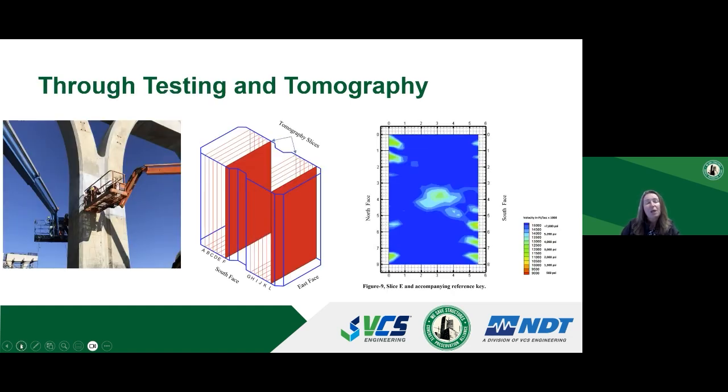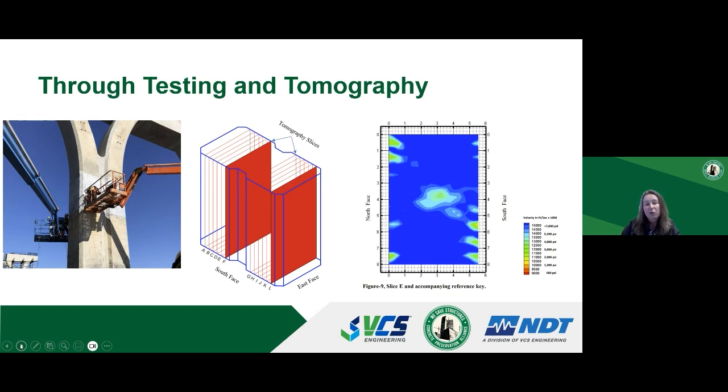Next slide, please. This is an example of through tomography testing. So here we tested a closure pour between two large precast concrete column elements, and that's the photo that you see on the left side of the slide. For this particular project, there was a concern with consolidation for the closure pour. So we did through tomography testing, collecting data on both sides with multiple paths. We put it into the software and then stepped through in slices through the entire element thickness.